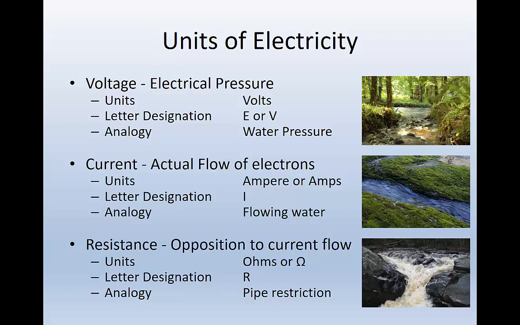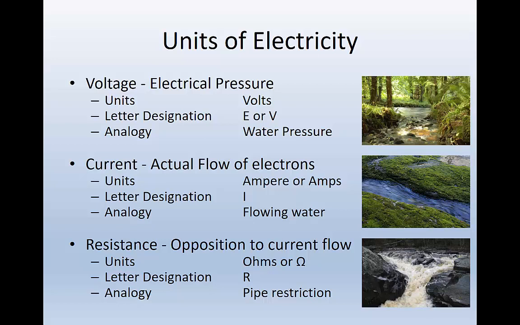Current, this is the actual flow of electrons. The units there are amperes or amps. The letter designator for this is an I. Our analogy for this is flowing water. So this is the actual flow of water through a system, like the flow of electricity through a conductor.